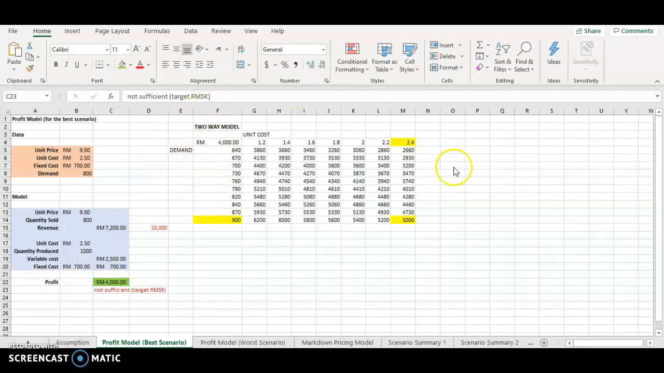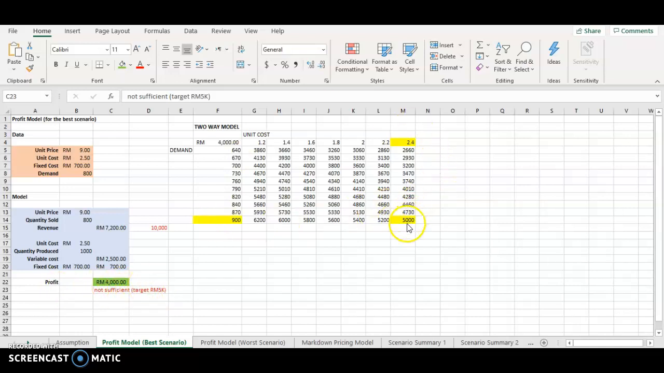And for the model that I done is two-way model, where I put unit cost and demand. Here I put the profit. This model that I've been done is to make sure if I change the demand and unit cost, I can get the target on profit.